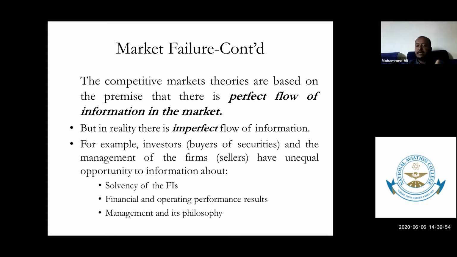Basically, this means there is an information access difference between some participants in the economy and other participants. Specifically, there is an information asymmetry problem between sellers and buyers in the economy. When we see the market in terms of the financial market, for example, the stock market, sellers, specifically company management or the company board, have unequal opportunity to the information about the company.